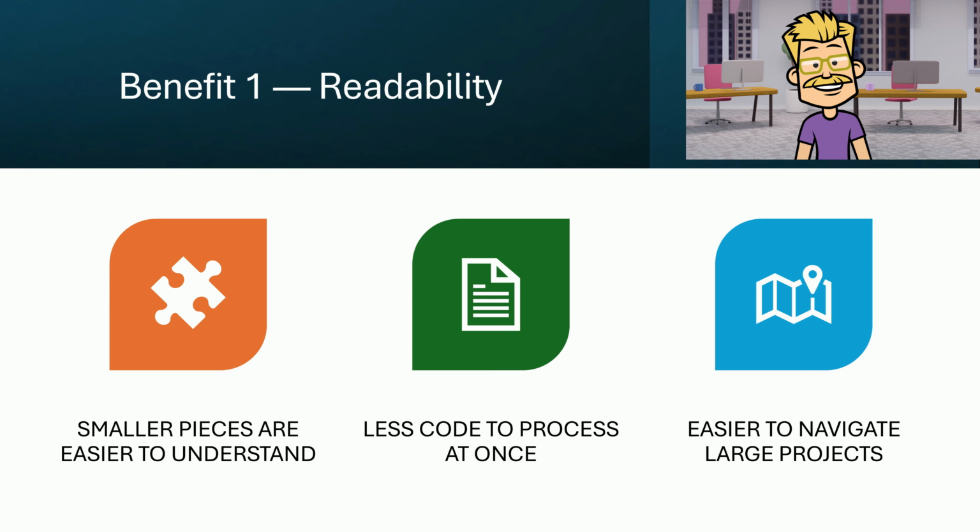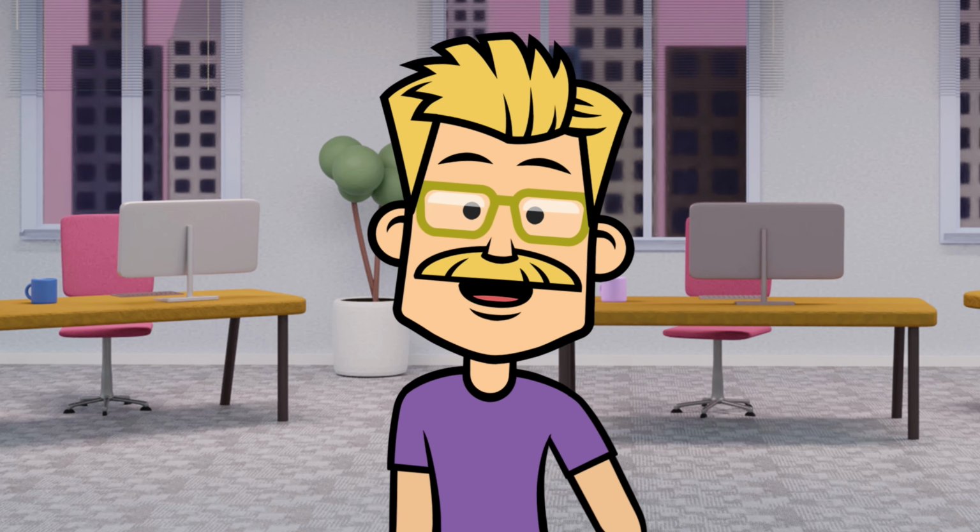This brings us to the first major benefit of modular code, which is readability. When code is organized into small pieces, it becomes easier to understand. Instead of reading thousands of lines, you can focus on a specific module. This saves time and reduces confusion.